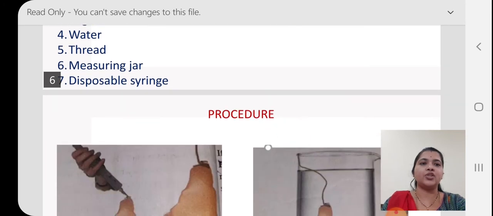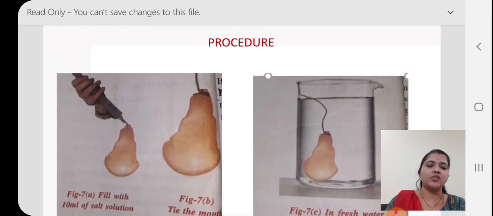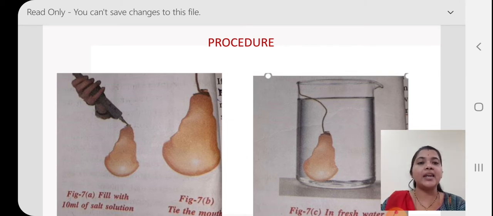What is the procedure of the experiment? So children, take one egg membrane and fill it with 10 ml of saturated sugar solution with a syringe. In the first diagram, see how it is filled in that way. Tie its mouth with a thread. Measure 100 ml of tap water in a beaker. Keep the egg membrane in the fresh water beaker.